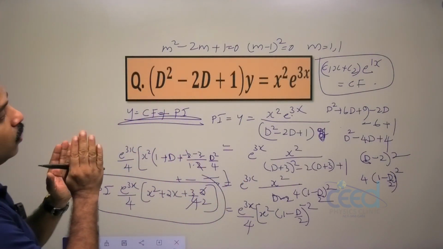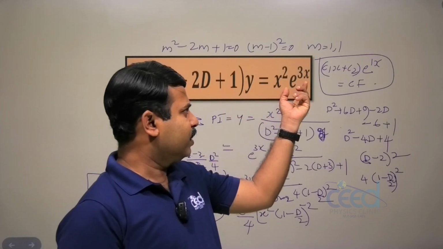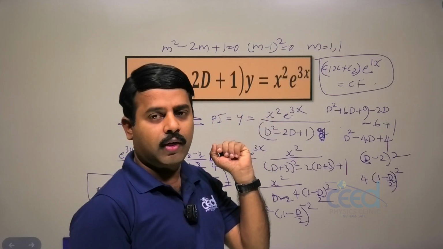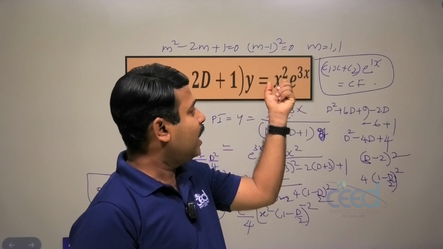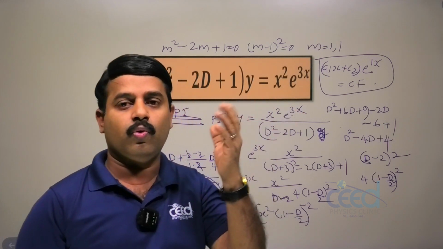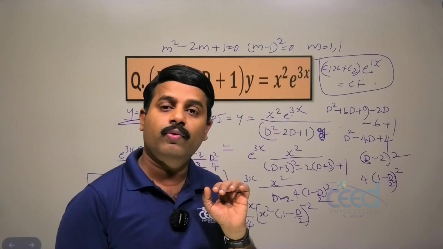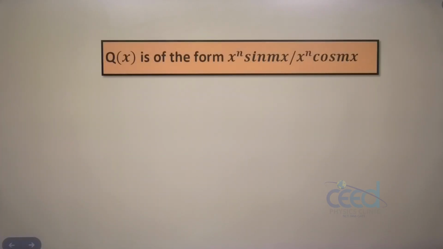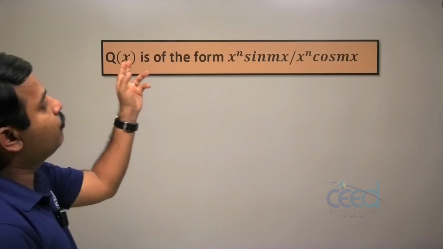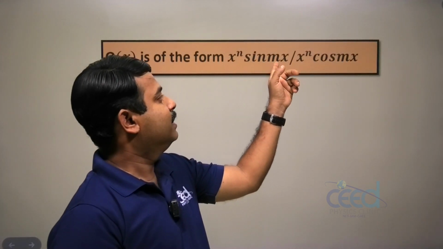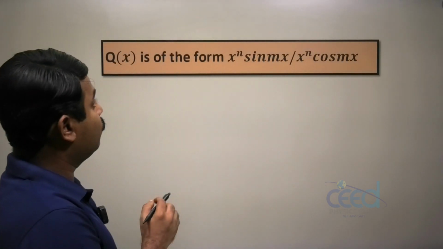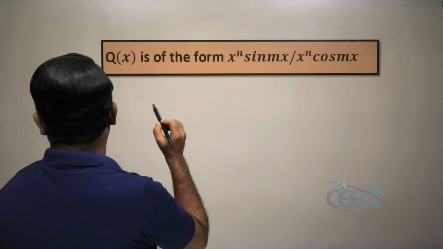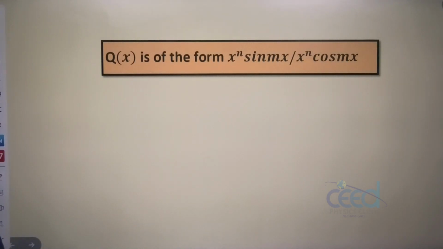Now let us go to, instead of e raised to 3x and a function x square, e raised to 3x and another trigonometric function, sin x or cos x, coming. That time how do we solve? That is the next step. So let us directly go to the question. See, Q of x in the form of x raised to n sin x or cos x.